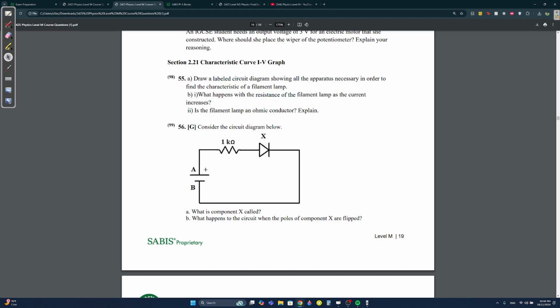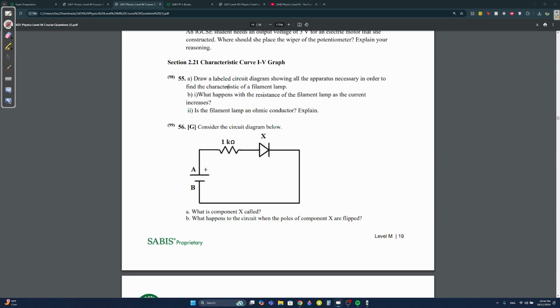What happens with the resistance of the filament lamp as current increases? You remember the filament lamp, and I'm not going to explain. It's all in my notes, and if you want, you can read the book. But everything's in my notes. Again, if you're in the WhatsApp group, I'm going to make a file containing all of the videos that you may need to watch.